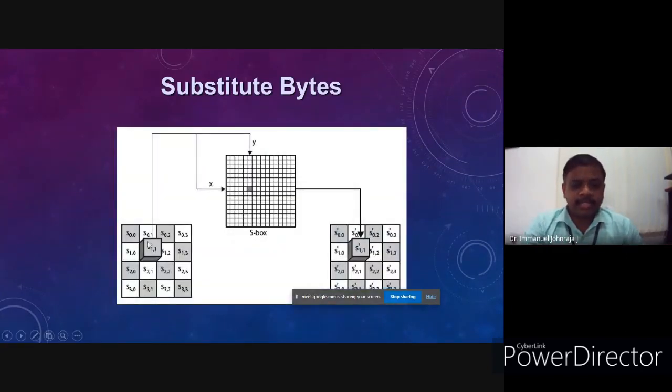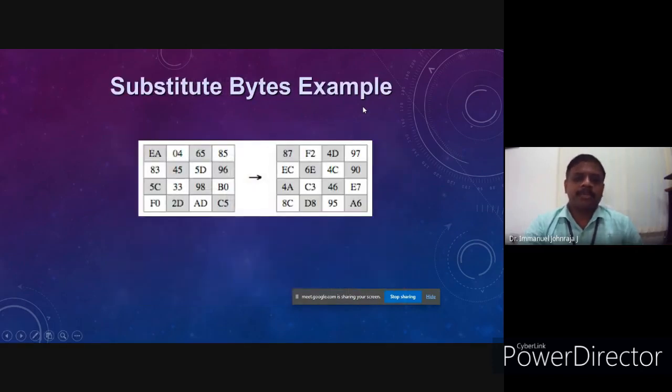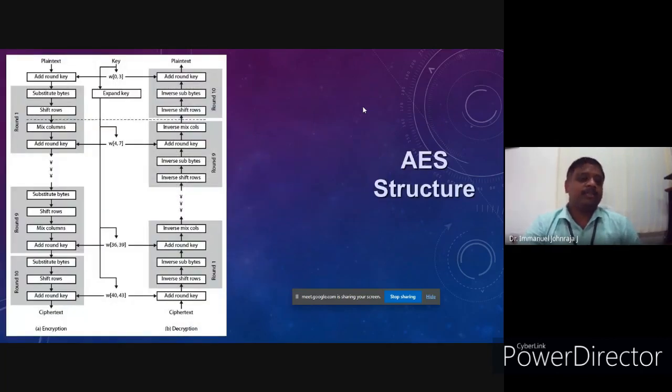For instance, this is your state. Take a particular byte value. It has 8 bits. The left 4 bits are used to identify the row, and the other 4 bits are used to identify the column. Whatever value comes here will be taken, and that will replace S11, so you get a new S11 value. Very simple Substitute Byte, no contraction. So the Substitute Byte example is given, and I have explained it to you. Now let's get into the next one.